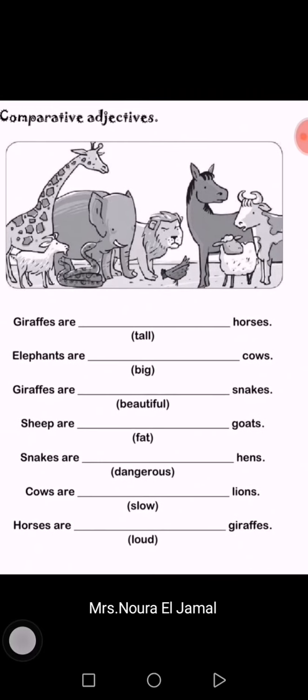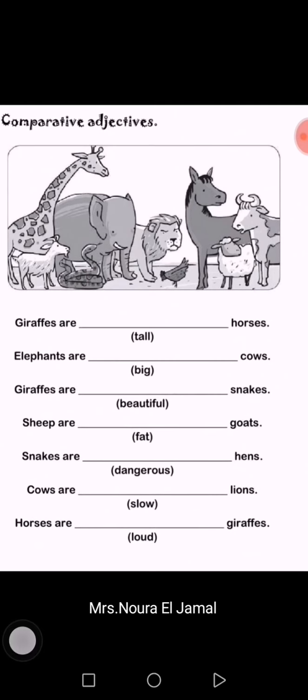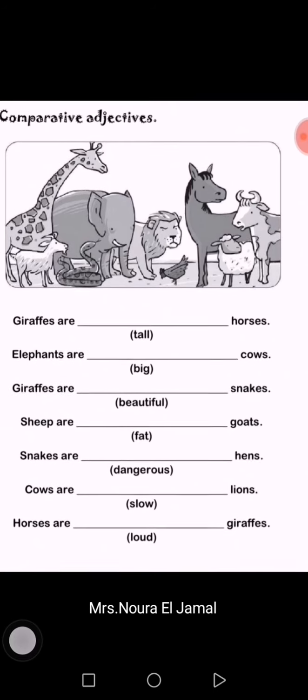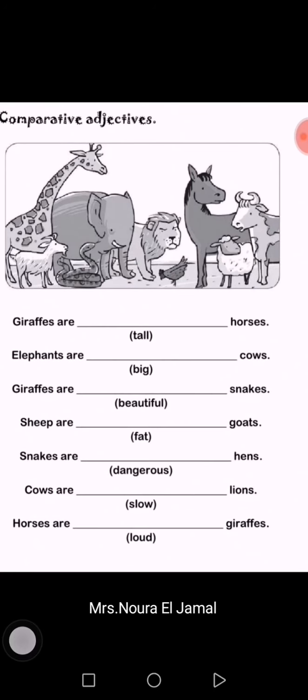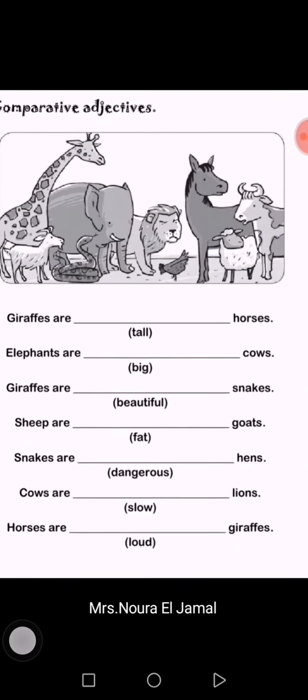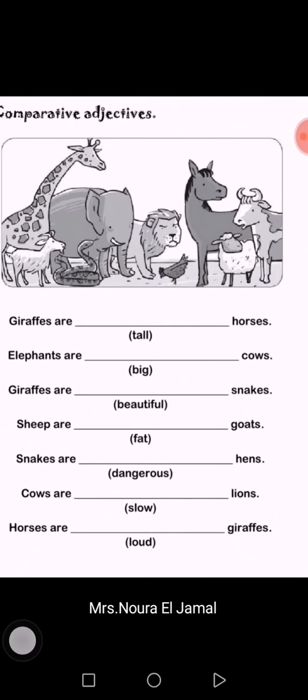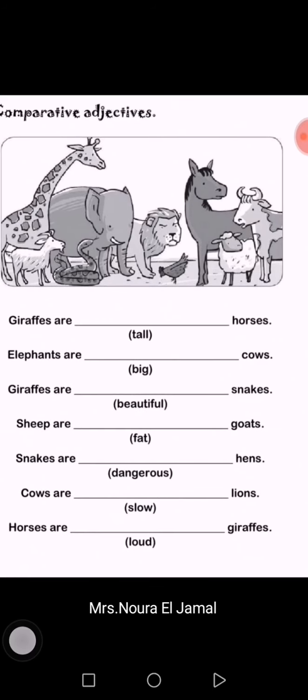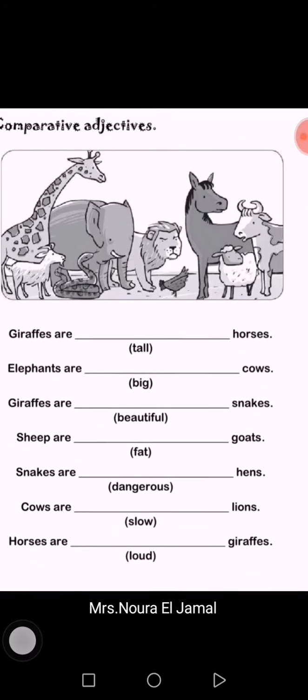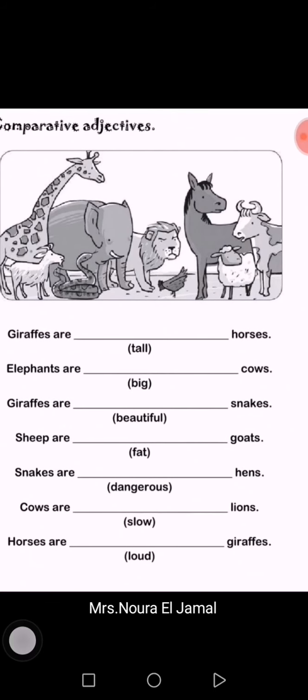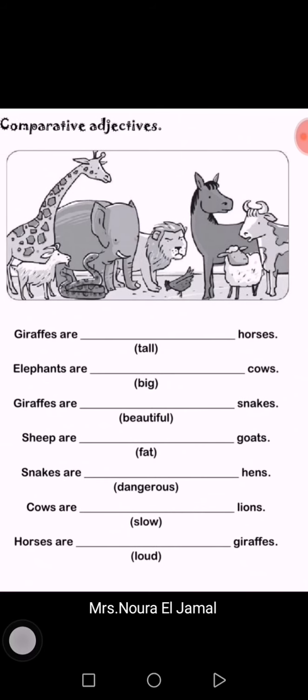So what you'll write here, giraffes are, then he gives you the adjective beautiful. Sheep are, he gives you an adjective here to complete the sentence. Snakes are, here there is dangerous. Cows are, there is slow. Horses are, there is loud here. So all these words are adjectives. I want you to compare between the animals here using these adjectives, okay?